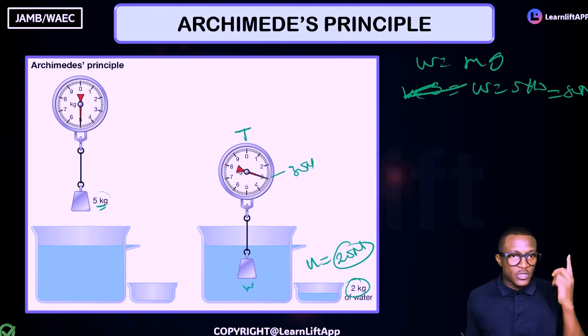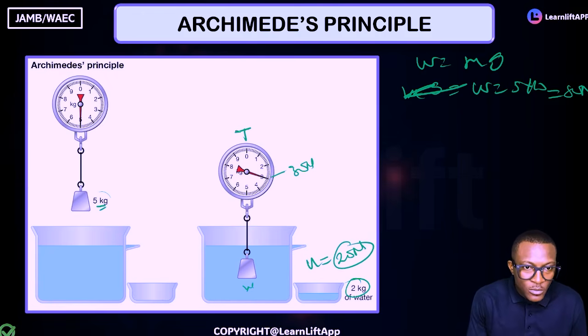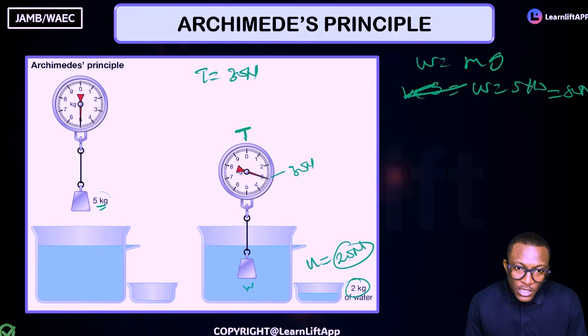How do I know I'm correct? Look at it, everybody. This is the tension. This is the weight. What's the tension reading now when it is inside water? The tension is reading 30 Newton. What is coming out here is 20 Newton. That means the upthrust is 20 Newton.